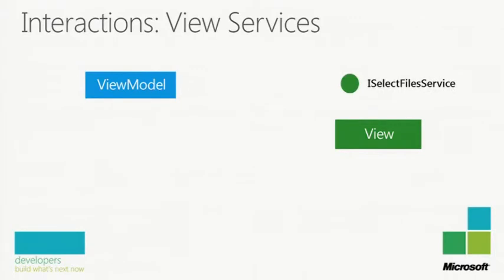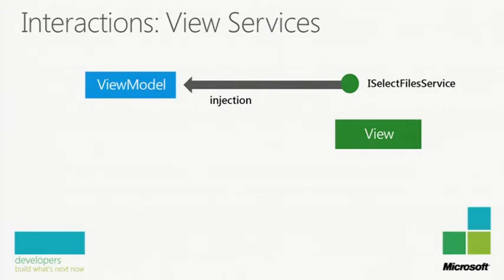So what you do is that you declare an interface which specifies which functionality you're interested in. In that case, it's an ISelectFileService. You inject that into the view model. Okay? A neat way to do injection is to use an IOC container, for example. This is a very neat way.